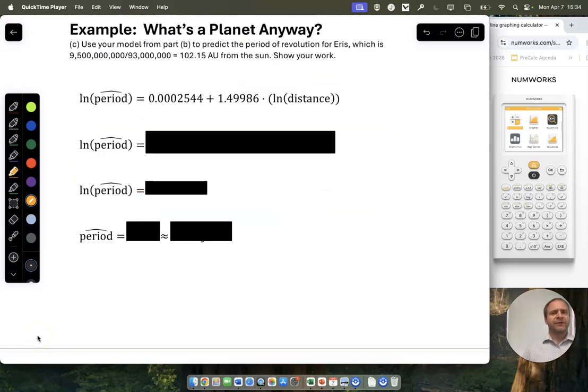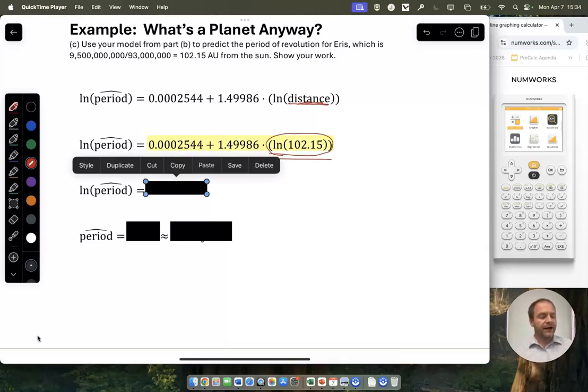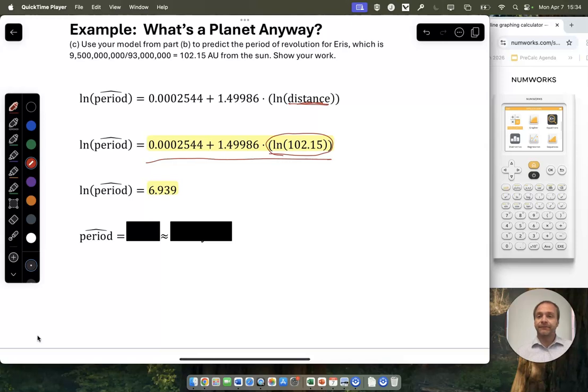Use your model to predict the period of revolution for Aries, which is about 102.15 astronomical units from the sun. Show your work. So we have our equation from the previous part. What we're going to do is plug in 102.15 for the distance. We're still taking the natural log of that distance, so I have to keep that in mind when I'm looking at the equation. And when I type this whole right side in my calculator, I get 6.939.